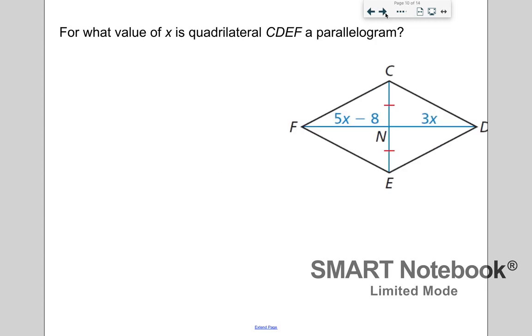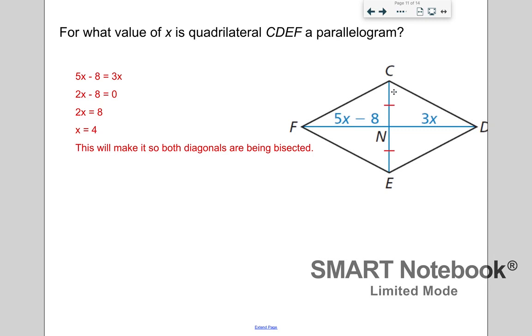All right, try this one. Push pause. All right, answer. Well, I can see that CE is already being bisected because it's broken into two congruent parts. So I need to find an x so that FN and ND will be equal. So I did that by setting the two parts equal, solving for x. If x is 4, then FN and ND will be equal, and I will have both diagonals being bisected.